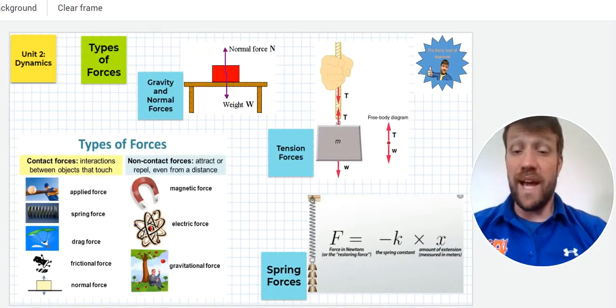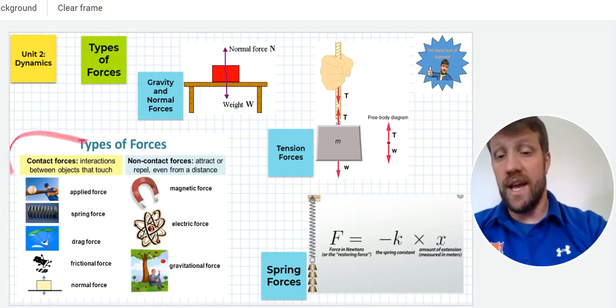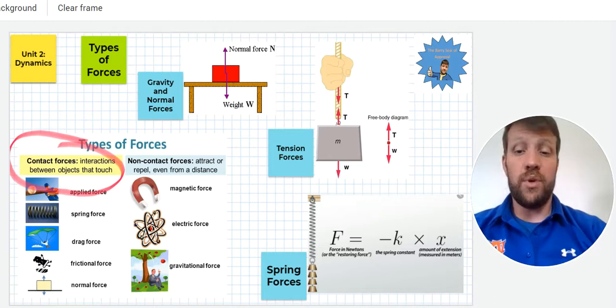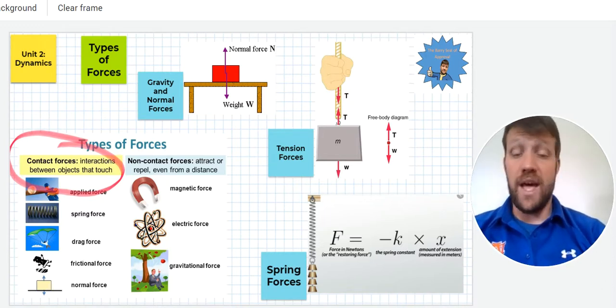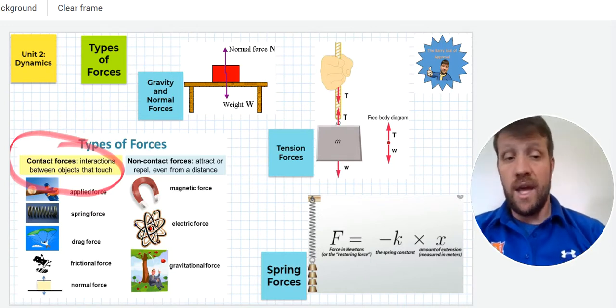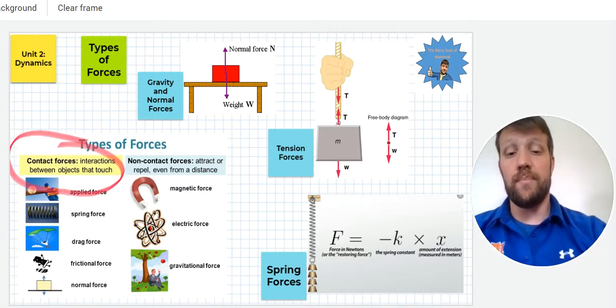Now we need to talk about some types of forces in order to understand exactly how these interactions can happen. So first we have contact forces. Contact forces are forces where the interactions happen because of a touch of two objects. The objects actually come into touch with each other, and thus that action-reaction happens. We have our F equals ma, and we can say that objects will move, not move, will change their acceleration based on what's happening there.